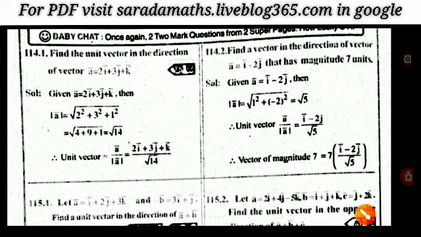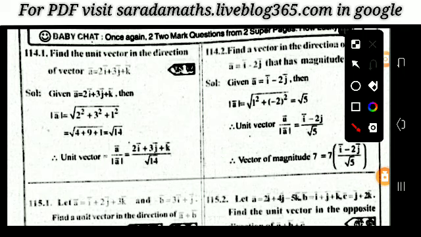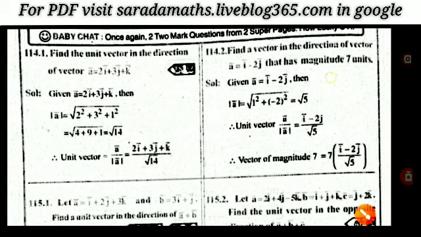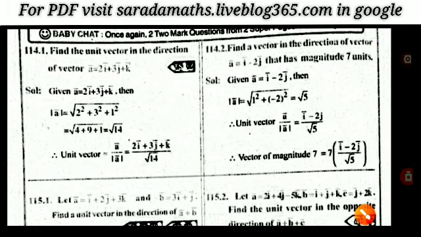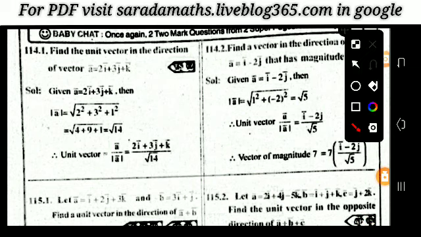Find the vector in the direction of a bar that has magnitude equal to 7. Has magnitude equal to 7 means, first I am finding the unit vector. What is the unit vector? A bar by mod a bar. Unit vector means magnitude is equal to 1. But what is the given question? We want the vector with magnitude equal to 7. Magnitude equal to 7 means simply multiplying the unit vector by the number 7. That is, the formula is 7 into a bar by mod a bar.